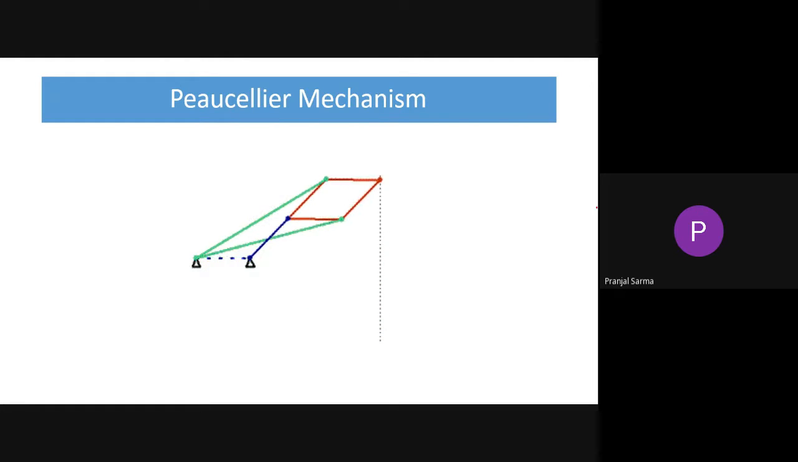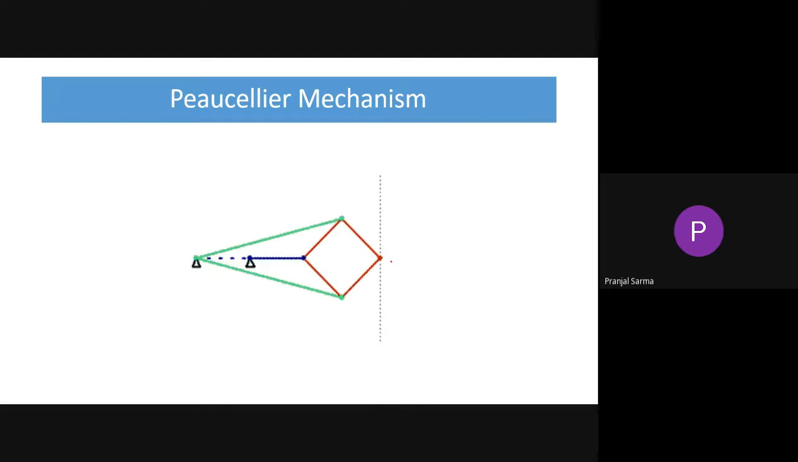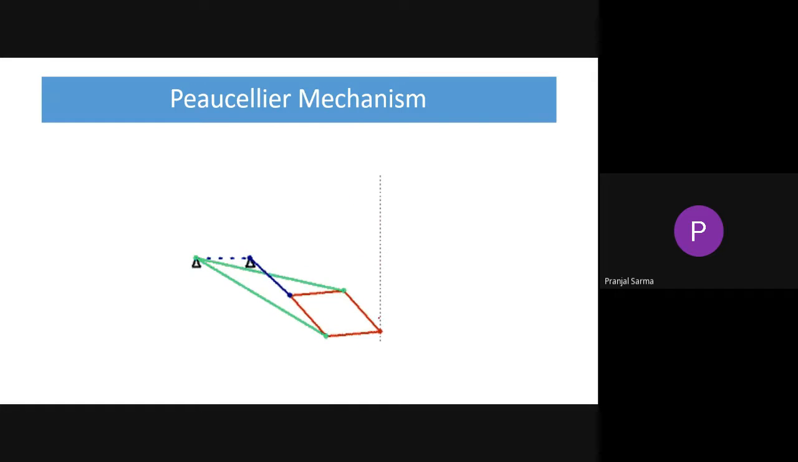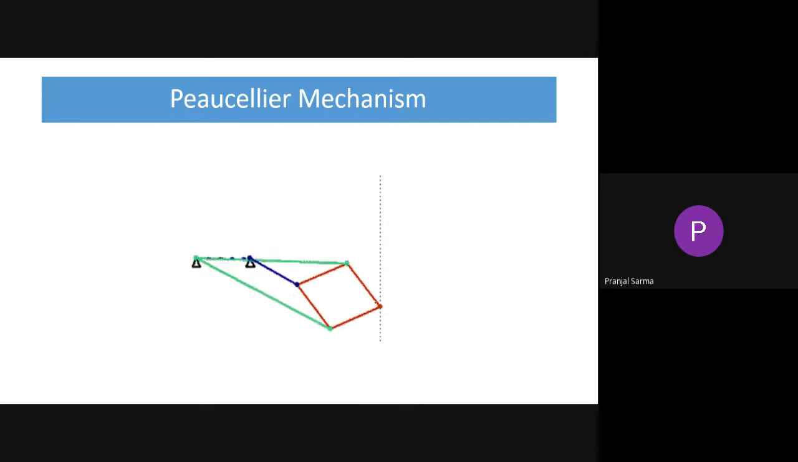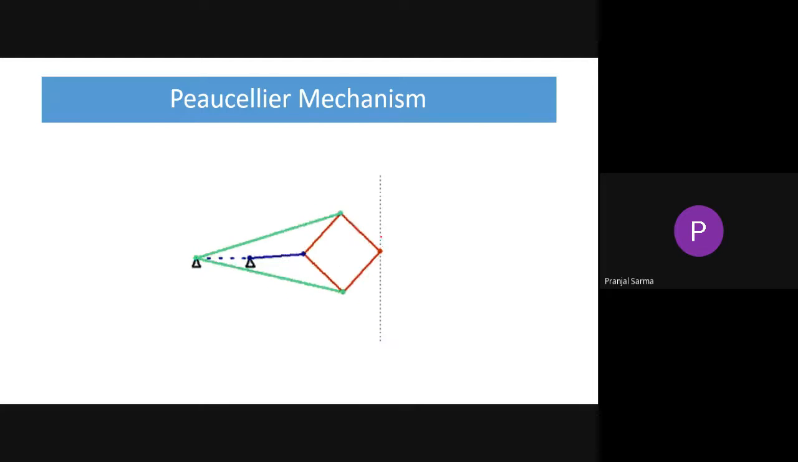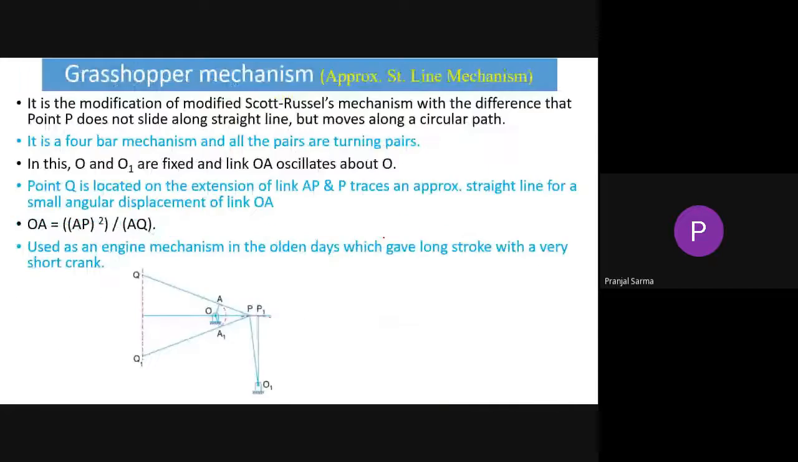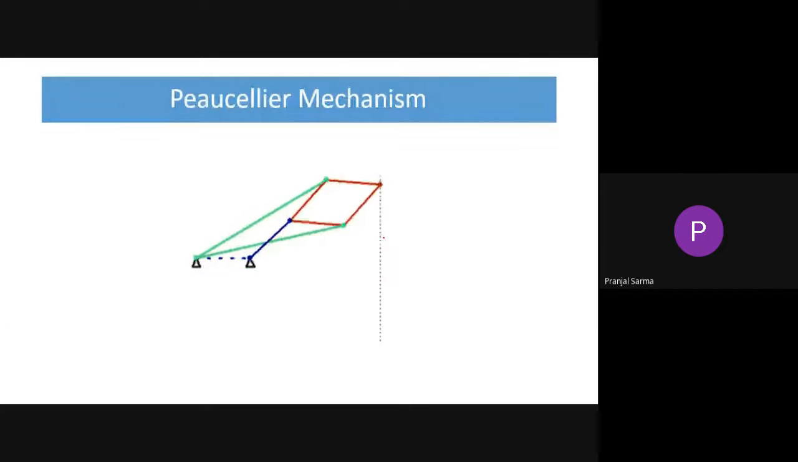So if you want to use this particular mechanism to generate the straight path, ultimately, if a link has to be given a straight line kind of motion, then at this end of this particular mechanism, we have to connect it to that link. Okay. Understood?